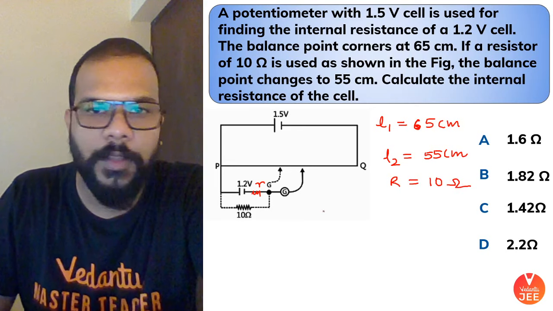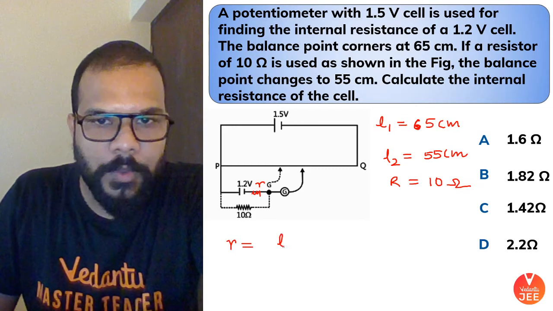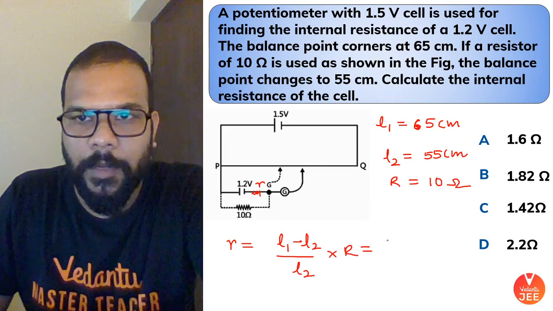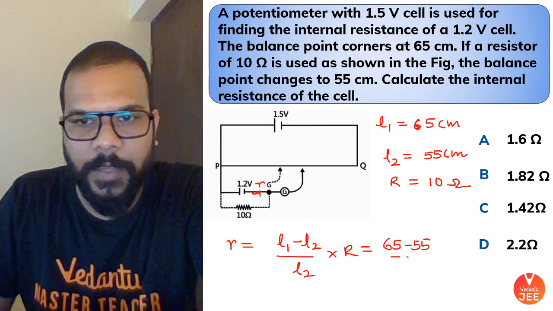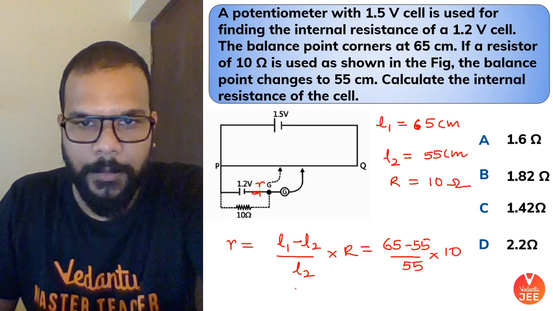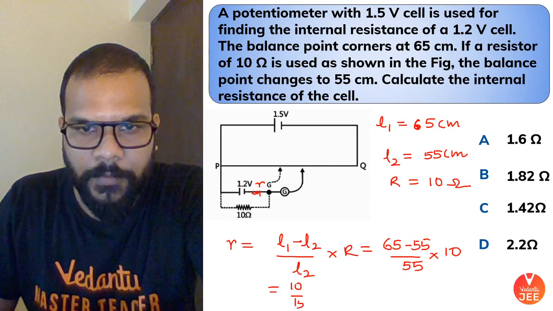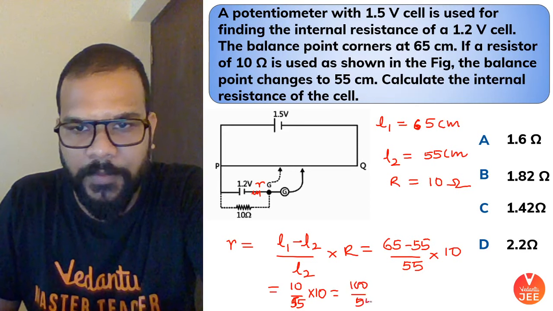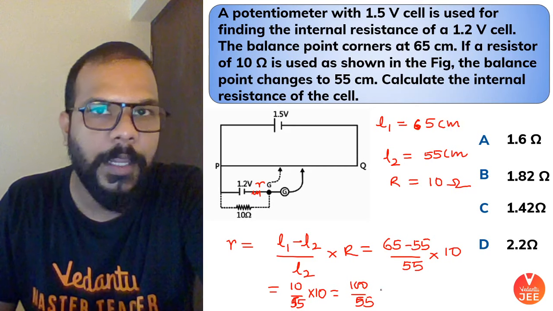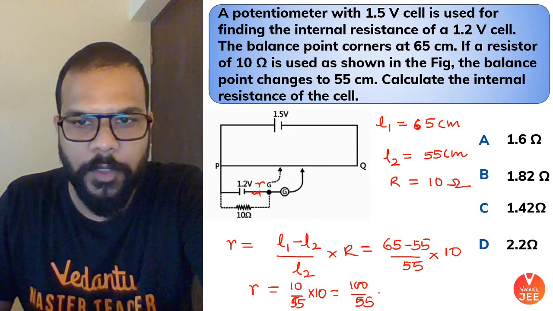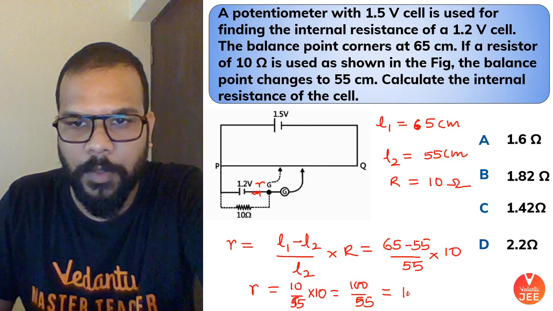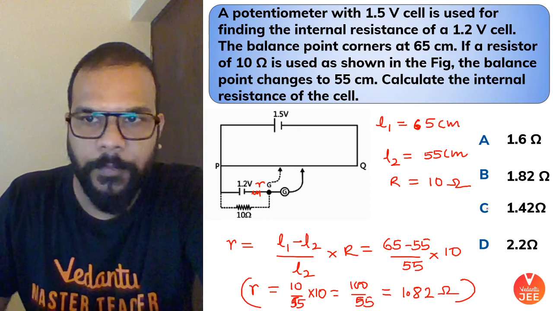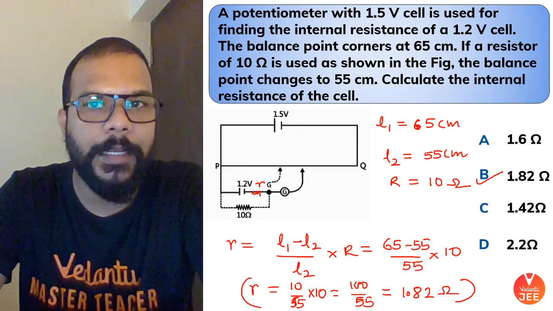So the question is to find out the value of small r, and small r is going to be L1 minus L2 upon L2 into capital R. So L1 is 65 minus 55 divided by 55 into 10. That comes out to be 10 by 55 into 10, or simply 100 by 55. If it would have been 100 by 50, then the answer would have been a perfect 2. So it is going to be a little less than 2. So this value will come out to be 1.818, or simply 1.82 ohms. According to the options, option B is the correct answer for us.